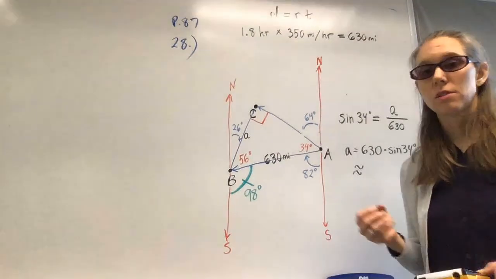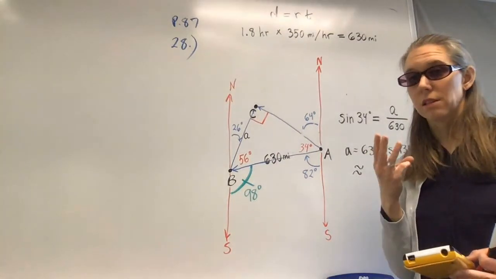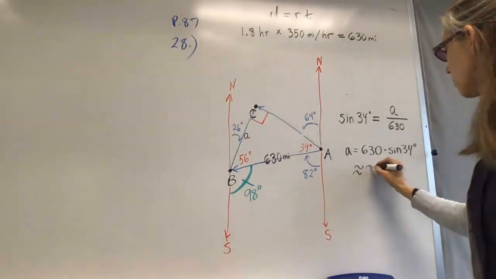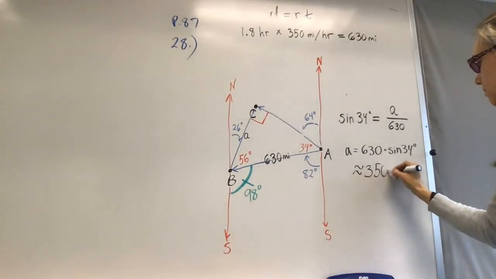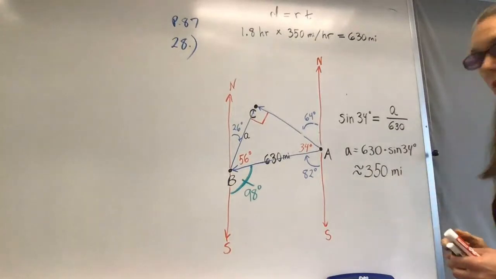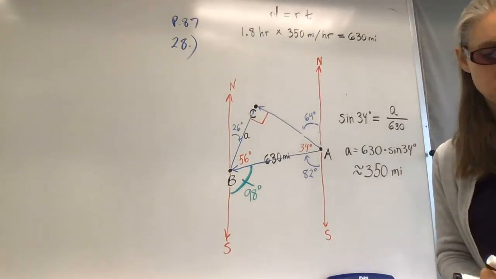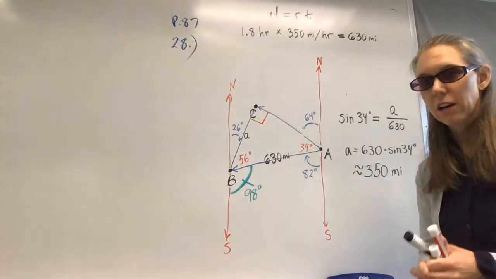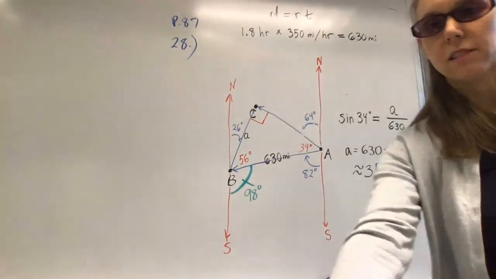But 352 is three significant digits, so I need to pull that back to about 350 miles for two significant digits. Okay, so that was very challenging. So if you got through that diagram, you're on your way to success.